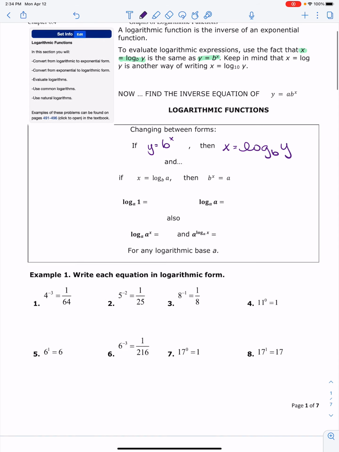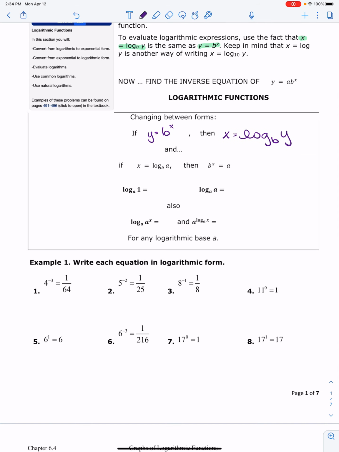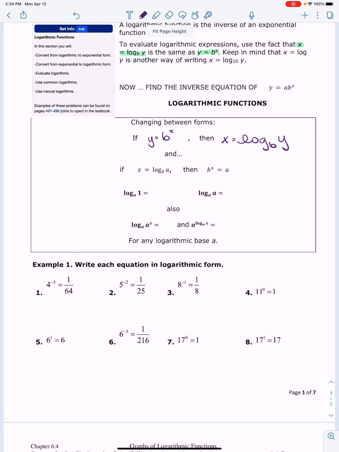Now, a couple of properties that are going to make your life a little easier. When we have log base a of 1, and keep in mind I can put a little question mark here, I can rewrite that as an exponential to put this in the format that we're used to seeing. This means a to some exponent equals 1. Well, we know that anything raised to the 0 power is 1. So log base a of 1, where a is any base, is 0.